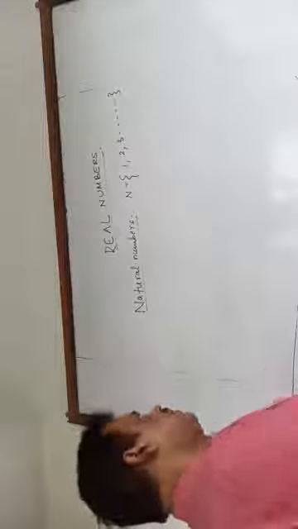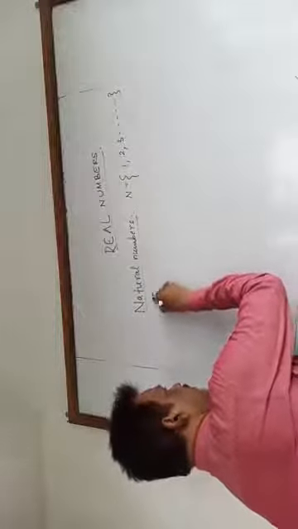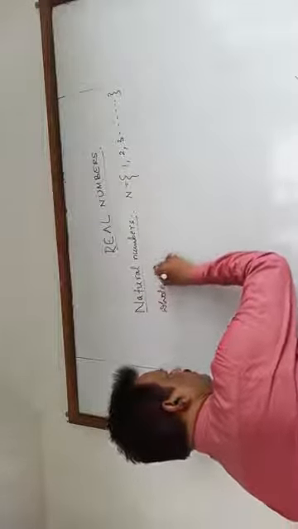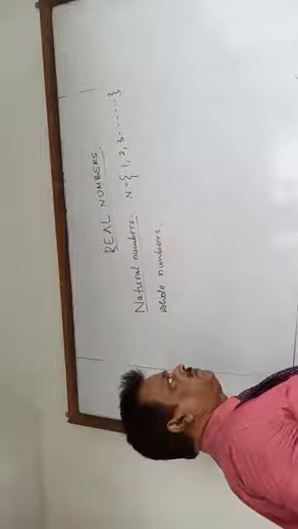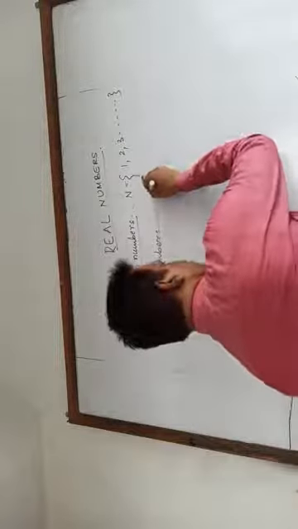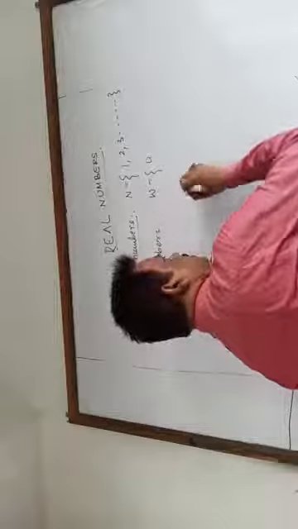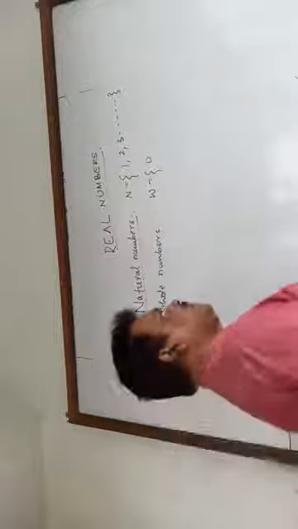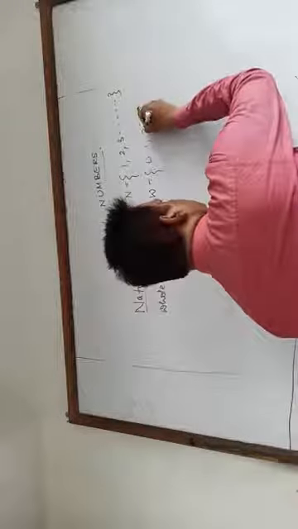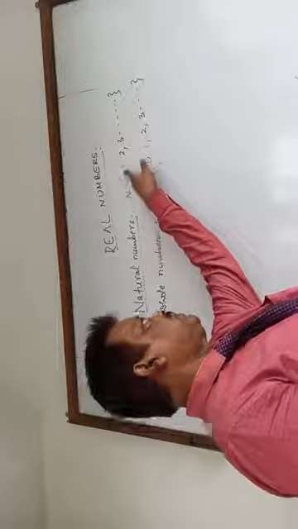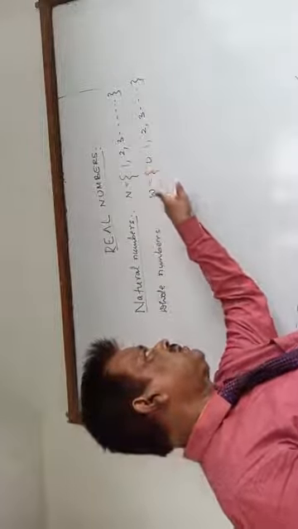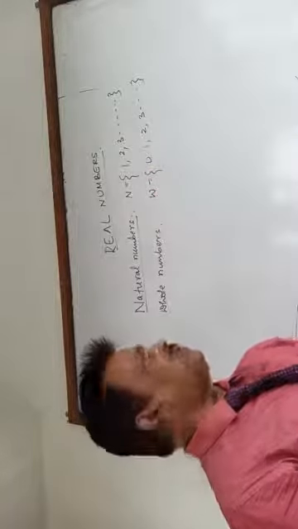Then we started whole numbers. Whole numbers started again with 0. 0, 1, 2, 3 and so on. Look at, in the natural numbers 0 was not there, it was introduced in the set of whole numbers.